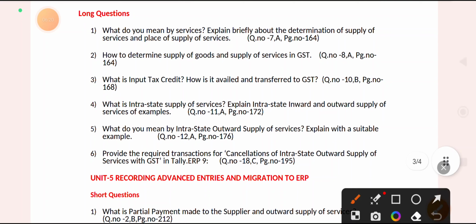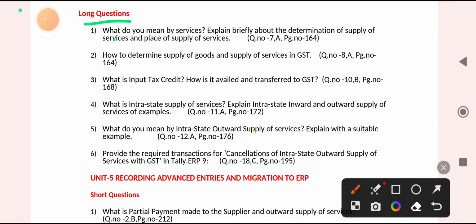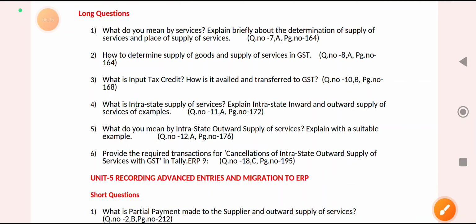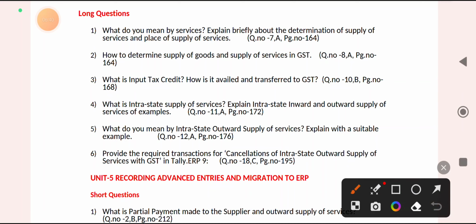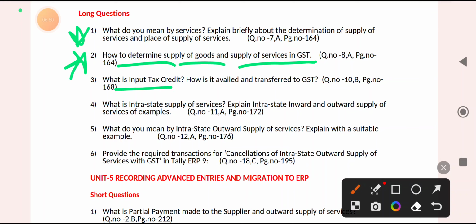And long questions. What do you mean by service? Explain briefly about determination of supply of service and place of supply of service. Determination of place of supply and time of supply of services, that is what they are asking. How to determine supply of goods and supply of services in GST, very important questions these two. Then what is input tax credit, how it is availed under GST.